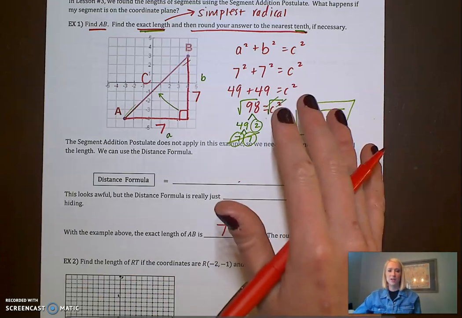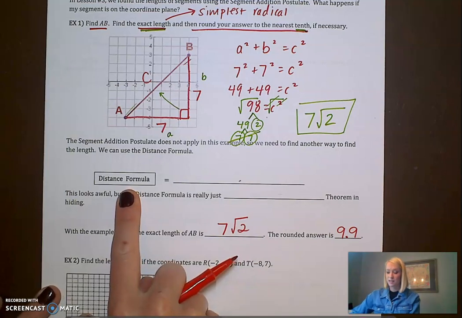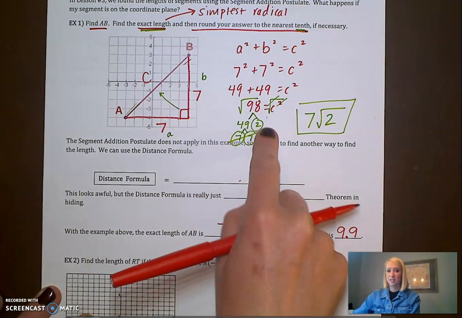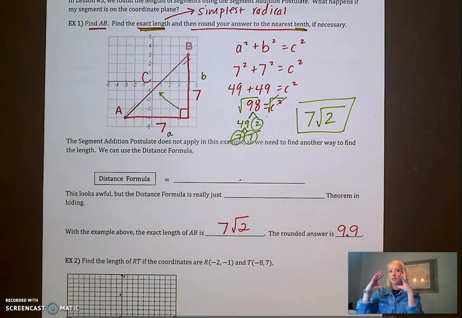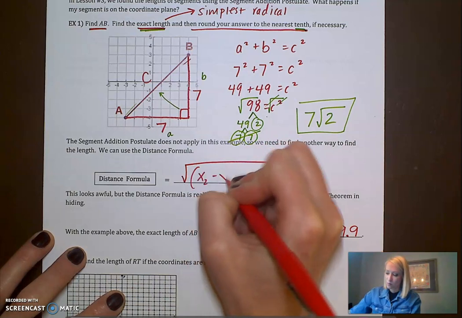They don't want to do Pythagorean theorem. They want a simplified version of the formula. That's where the distance formula comes in. This is the same thing as what I just did, it's just in formula form. It's super crazy looking. Don't be intimidated.